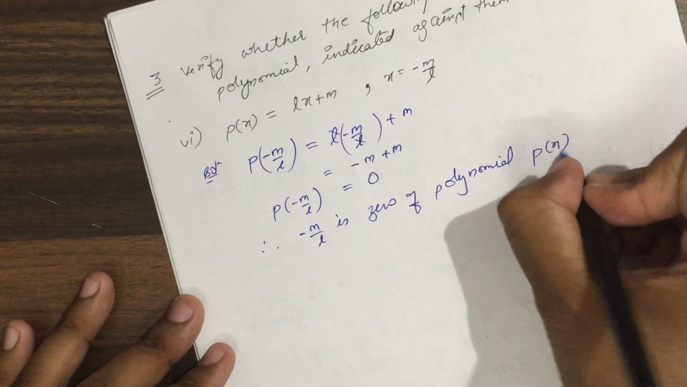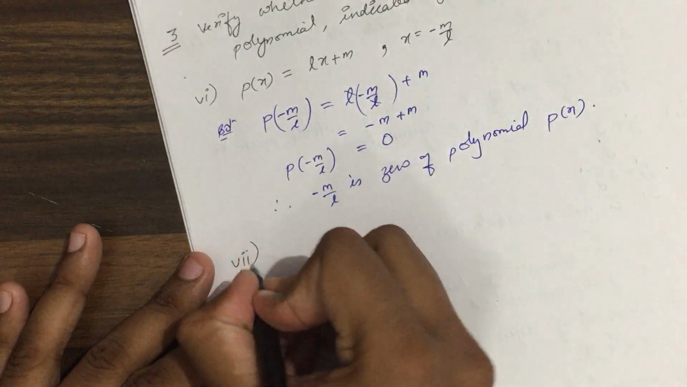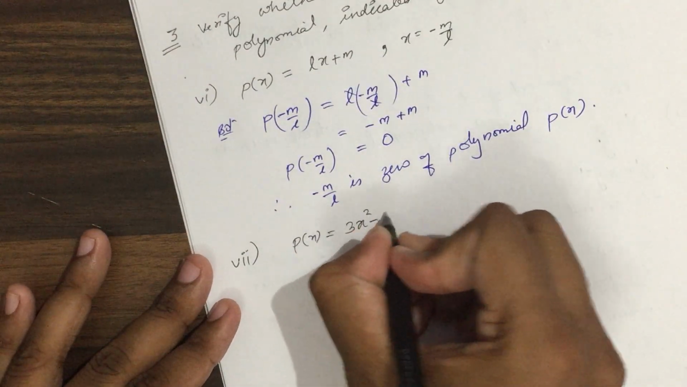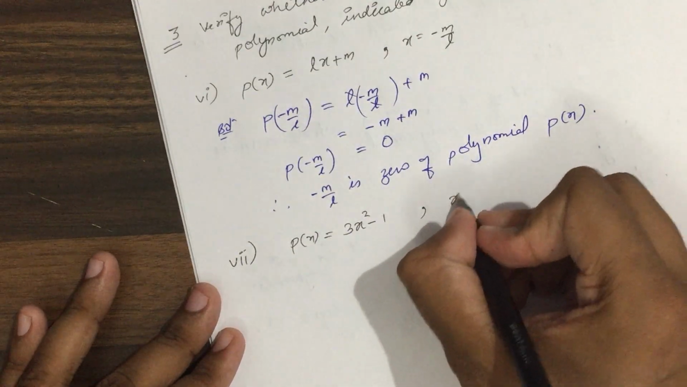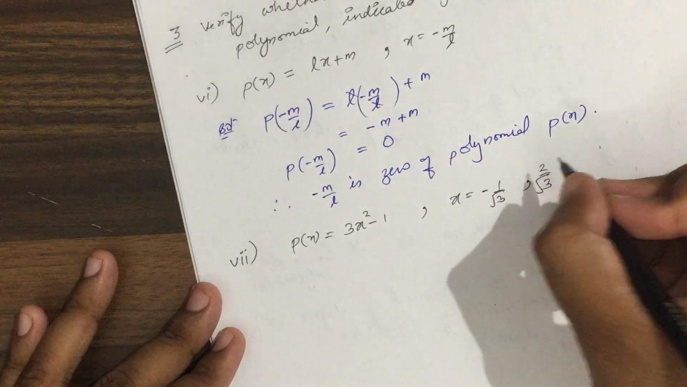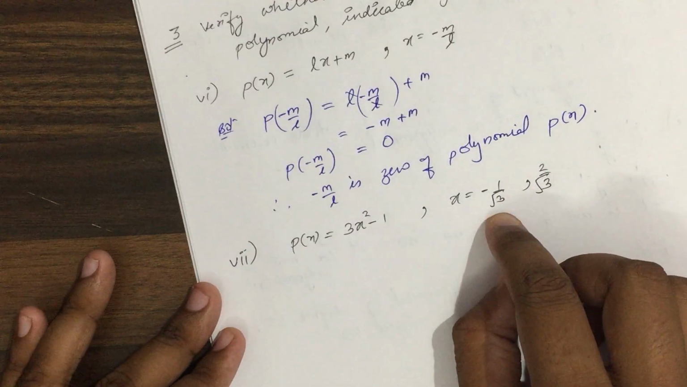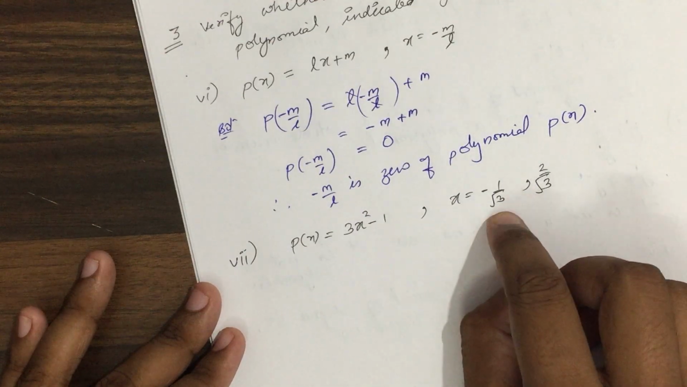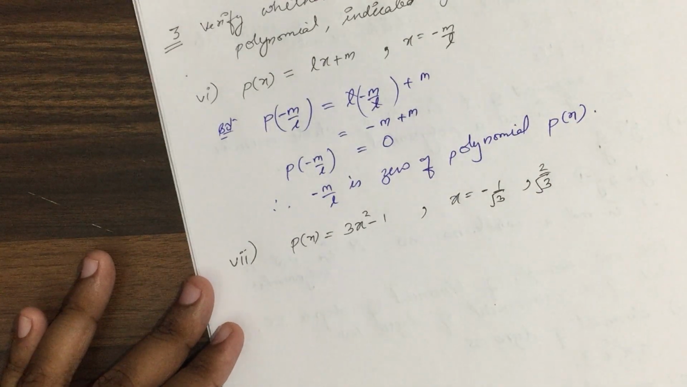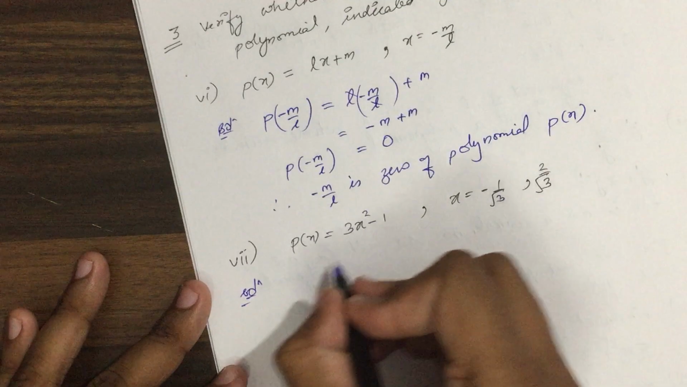Okay, now come to the 7th part. What you have to do, you are given a polynomial 3x square minus 1, and you have to check whether x is equal to minus 1 upon root 3 and x is equal to 2 upon root 3 are its zeros or not. So what we will do, we will find the value of the polynomial at this and the value of the polynomial at this also, and check. If it comes 0, then they are its zeros, and if it doesn't come, then they are not zeros. Okay, so first we will find the value of p of minus 1 by root 3.